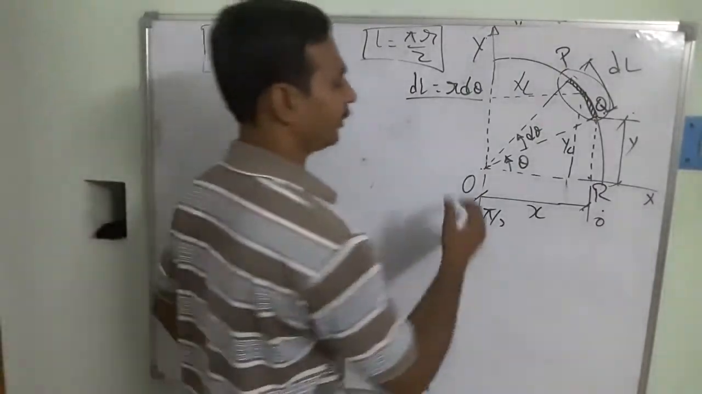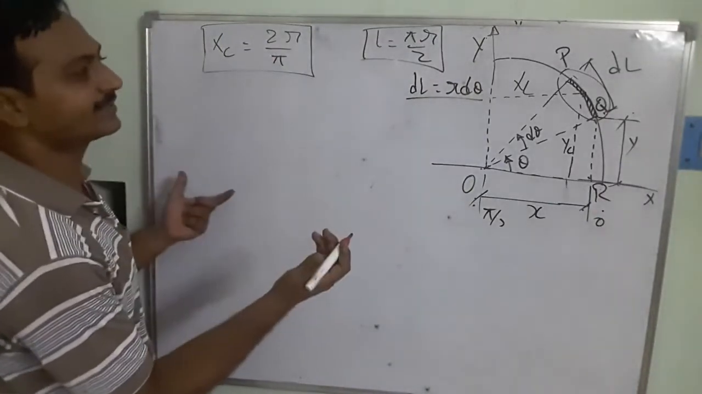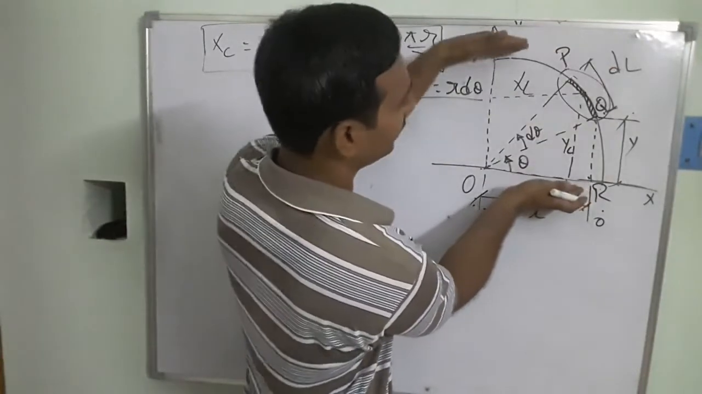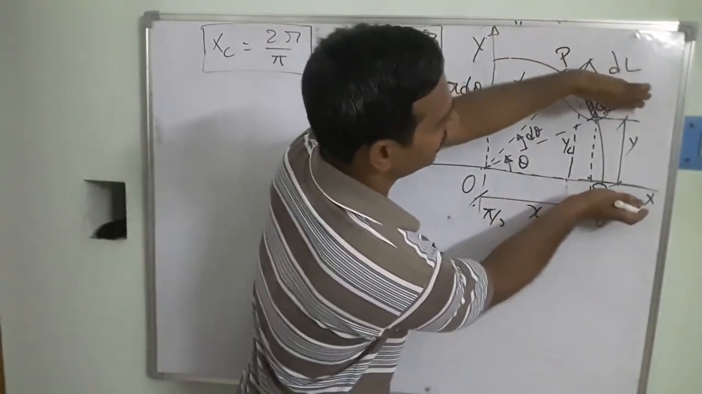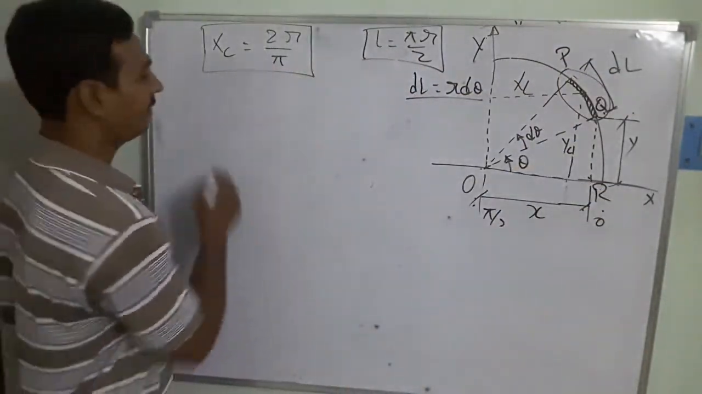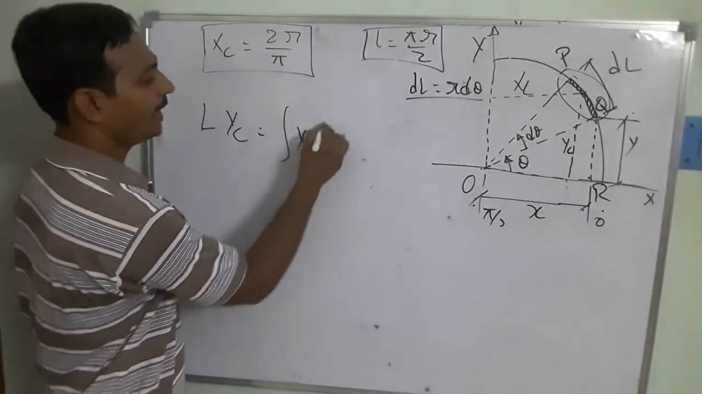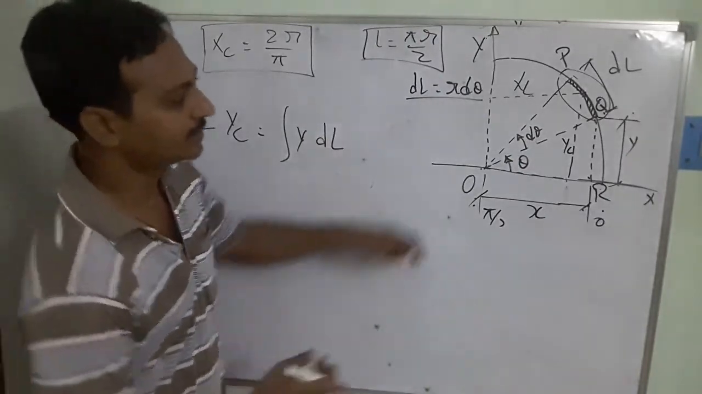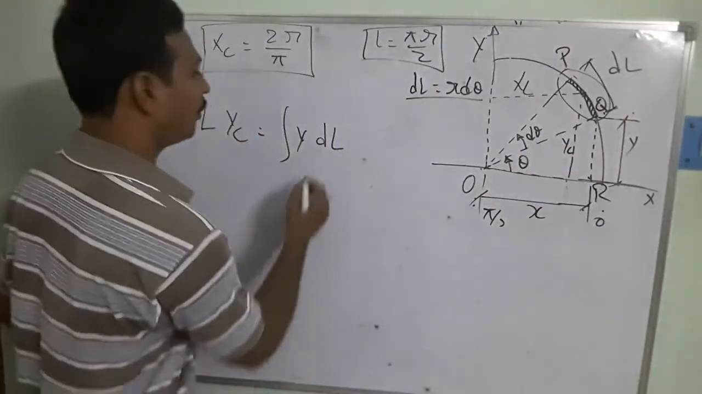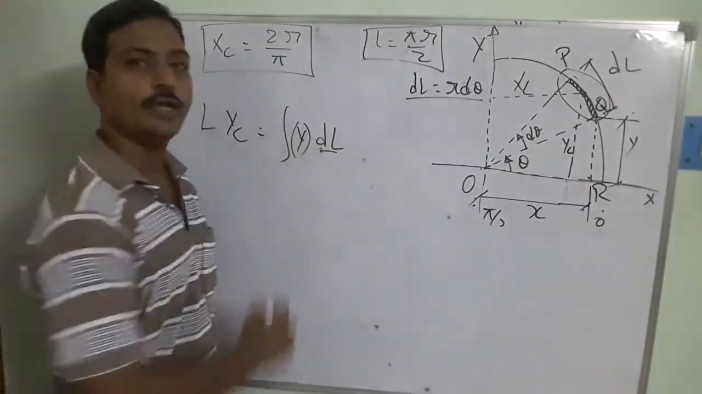Now we need to find the centroid with respect to the x-axis. That means yc is the distance of this elemental strip, and y is the distance from the x-axis to this elemental strip. I am going to take the theorem of Varignon: L into yc is equal to the integral of y dl, because the strip is located at a distance of y. How do we find dl? Already we have dl equal to r d theta.